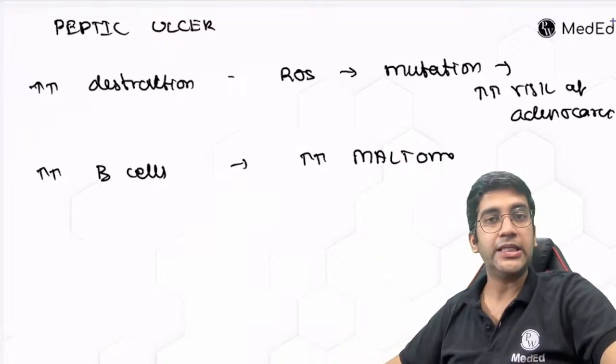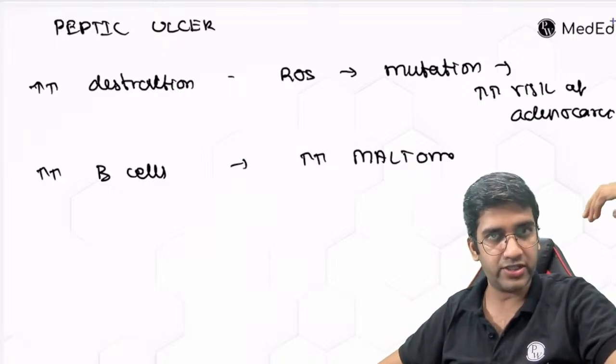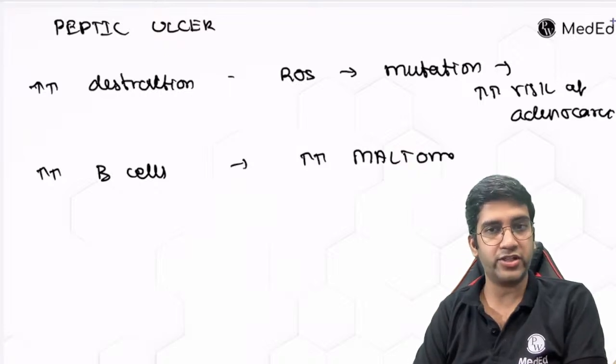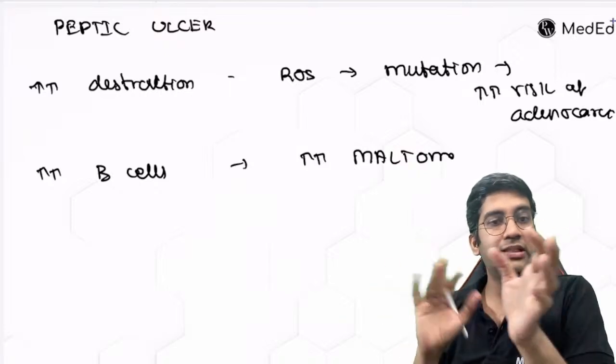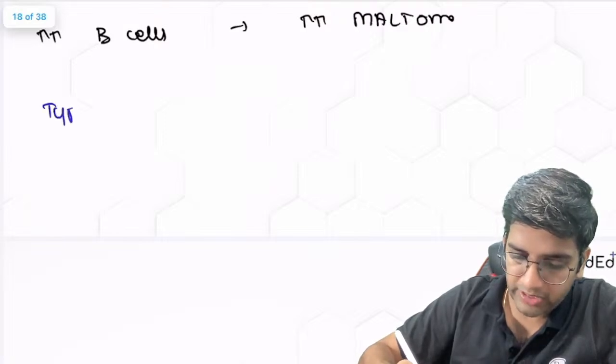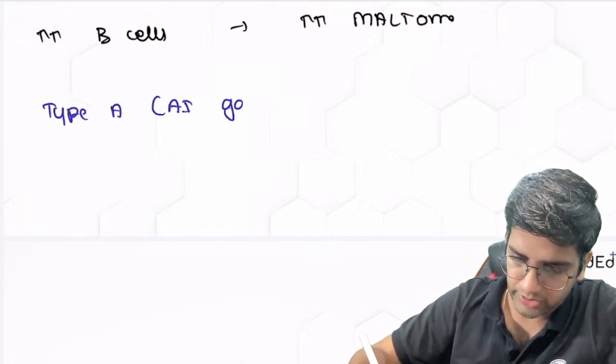The reason why I have this feedback mechanism is it's an antral predominant gastritis, right? That's your type B chronic gastritis or H. pylori induced gastritis, right? Now let's look at the other one. The other one is your type A or an autoimmune gastritis, fine. The second type of chronic gastritis is your type A gastritis or an autoimmune gastritis.